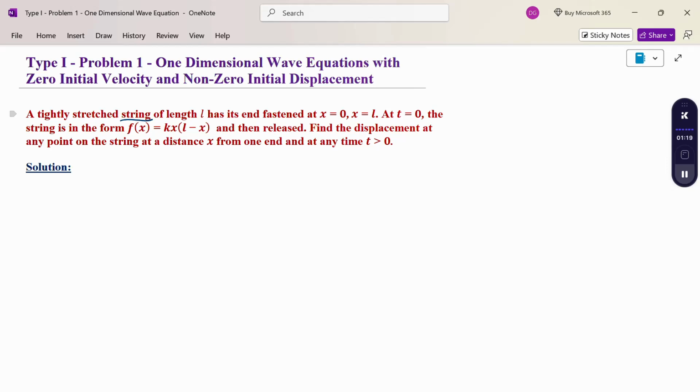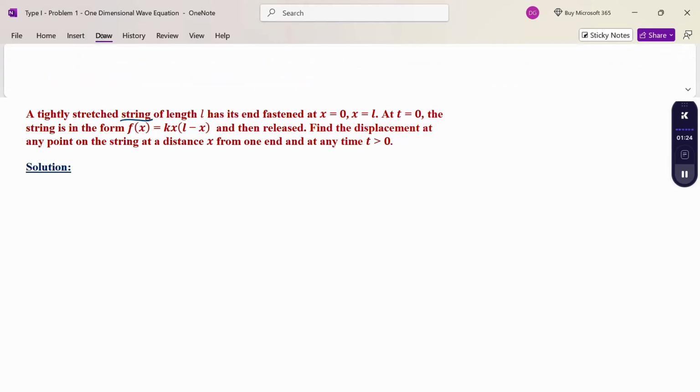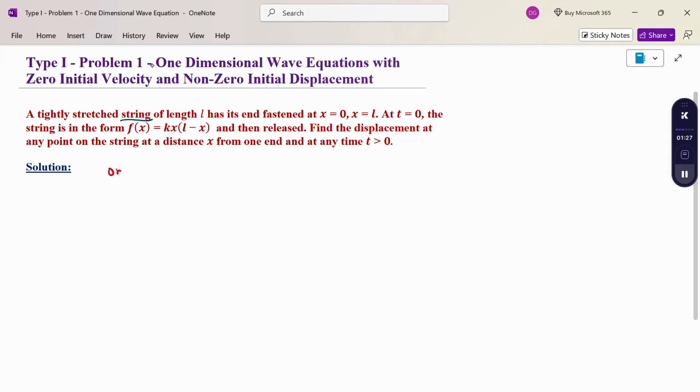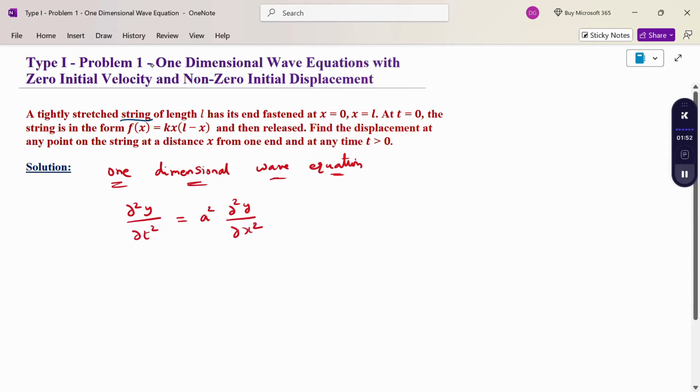Now in this problem, only the displacement as a function of x is given. Based on that, first you write the one-dimensional wave equation. So what is the equation of one-dimensional wave? Dou square y by dou t square equals a square dou square y by dou x square. So this is our one-dimensional wave equation.